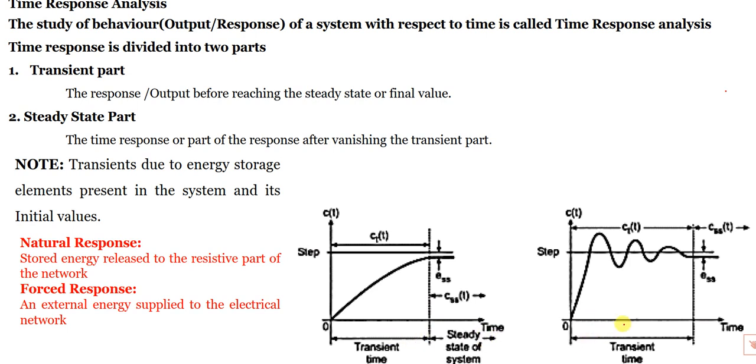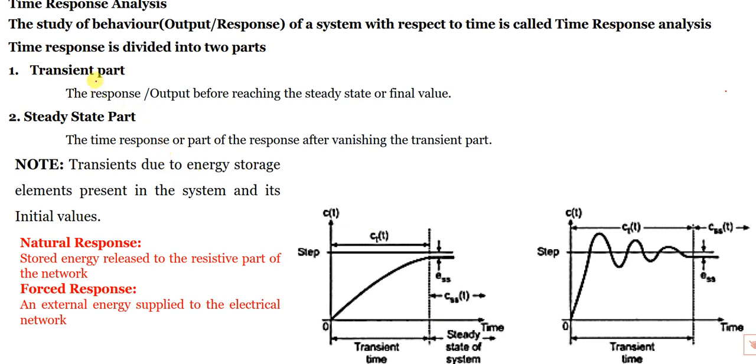And you can see here, due to storage elements, capacitors and inductances, you may get transients like this. After that, the system will settle down and the steady state will be reached. So this time is called the transient time. After this, it is the steady state of the system.